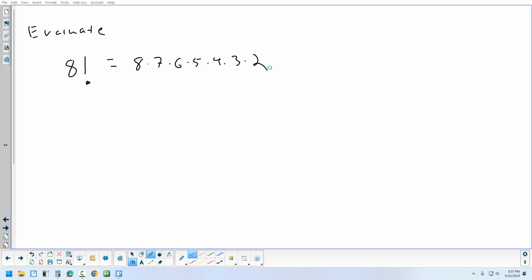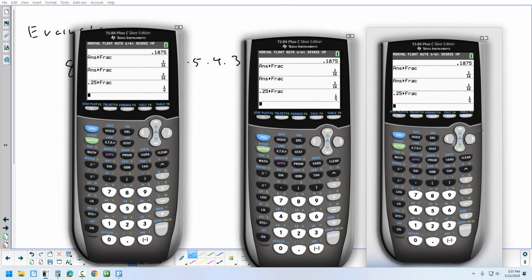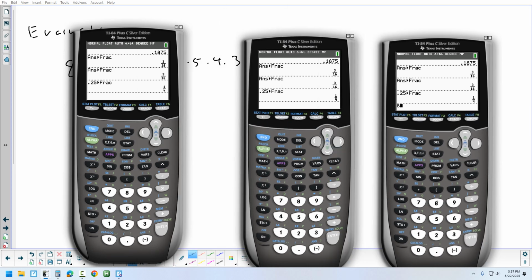So you can type that in manually or on your graphing calculator, on all your graphing calculators. You can type in 8, then math, and it's under probability, and that's where you can find the factorial symbol. If you ever can't find something, you can always press second catalog, and there's an alphabetical listing of every single function that the calculator has.